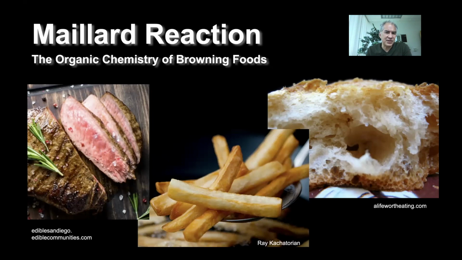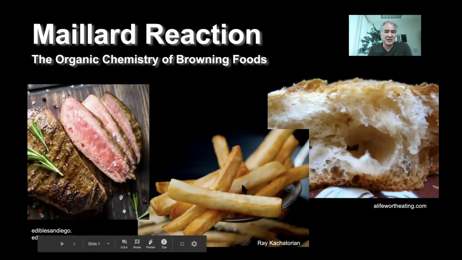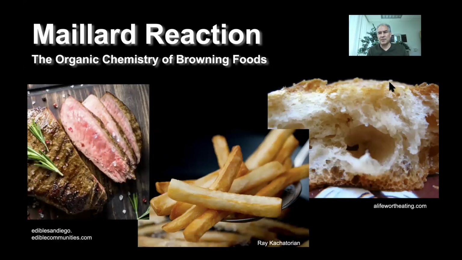When you sear a steak on the outside, it gets these wonderful brownish colors, either on the barbecue or in a pan. When you fry French fries in oil, or when you bake bread, there's this brownish color that appears on the crust that is responsible for so much of the amazing flavor and the complexity of those foods. And I want to talk about the chemistry because the chemistry is complex.